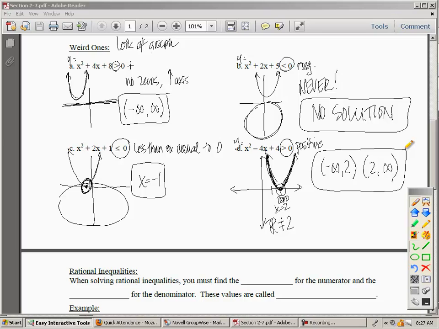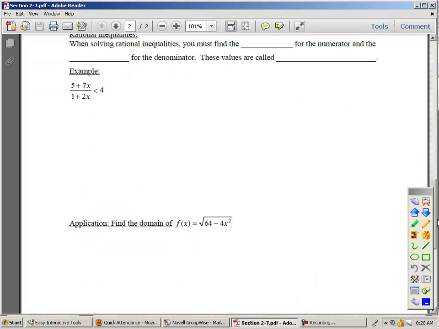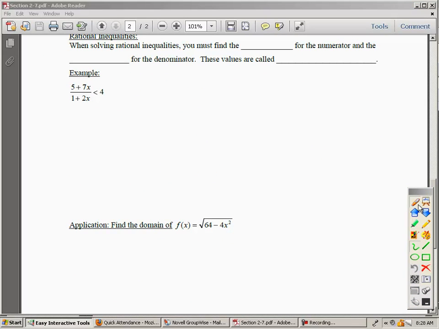Okay, so those are the ones that are kind of a little different. What you can do is, you could start always by looking at a graph and seeing, is it one of these special ones, or do I actually have to make an interval table? So go ahead and flip the page. Let's look at the second half. The second half is talking about rational inequalities.